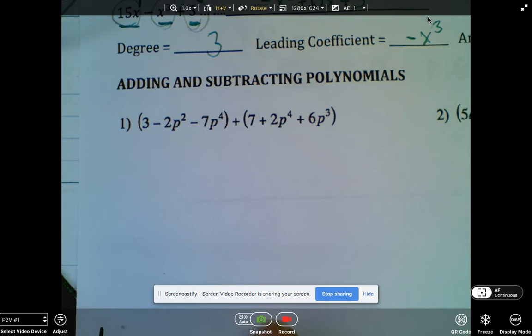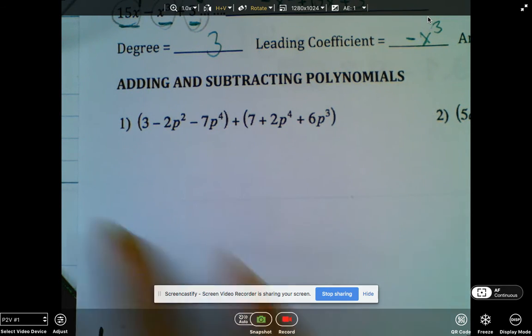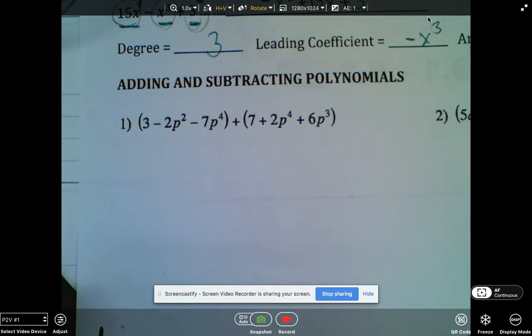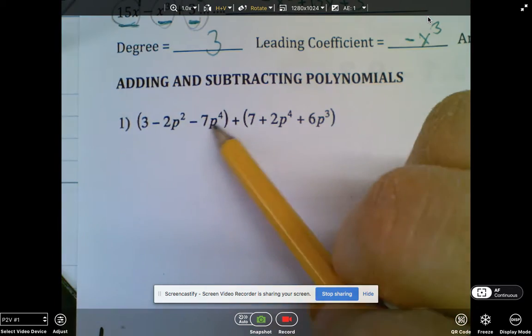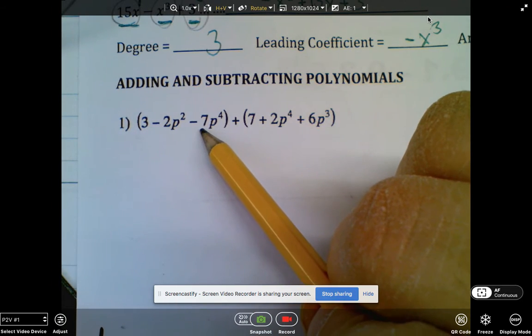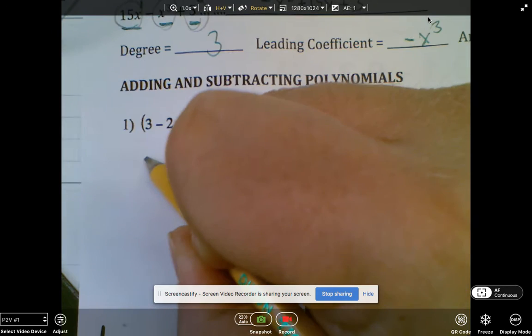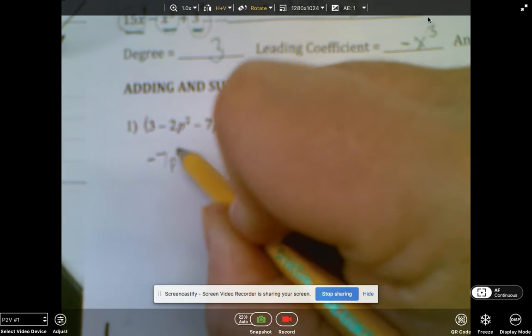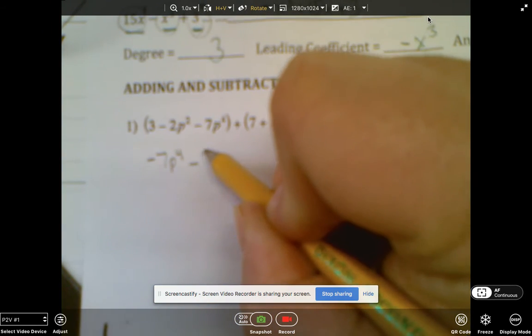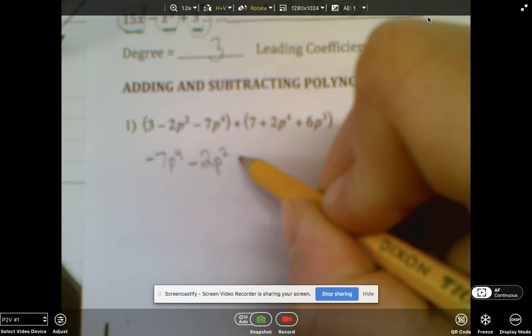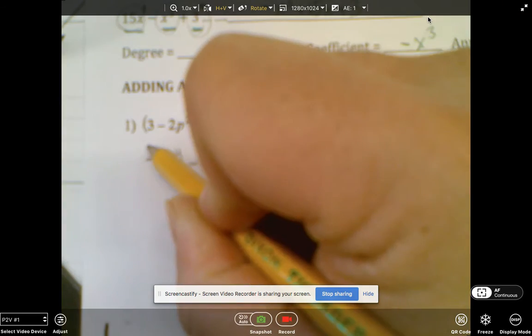So let's try one of these here. I'm going to grab a good old-fashioned pencil, and we're going to add and subtract these polynomials. So the first step, again, is a lot of organizing and putting things in order. I can already tell these are not in order by their degrees. So I'm going to rewrite this polynomial as negative 7p to the fourth, then comes minus 2p to the second, and then comes a positive 3.